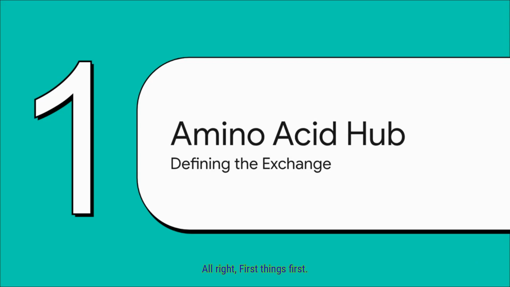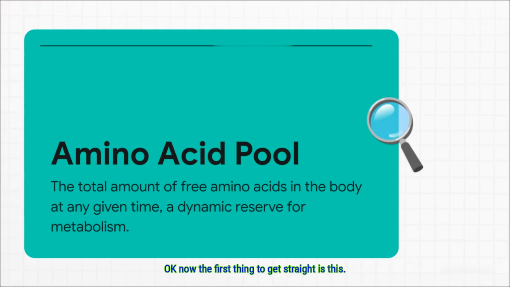All right, first things first, let's really define what we mean when we say the amino acid pool. Okay, now the first thing to get straight is this. It's not a literal pool, like a swimming pool filled with amino acids. A much better way to think about it is like a central bank account. You've got all these free amino acids floating around in your body's fluids and tissues, and this pool is just the total collection of them, ready for deposits and withdrawals at any moment.